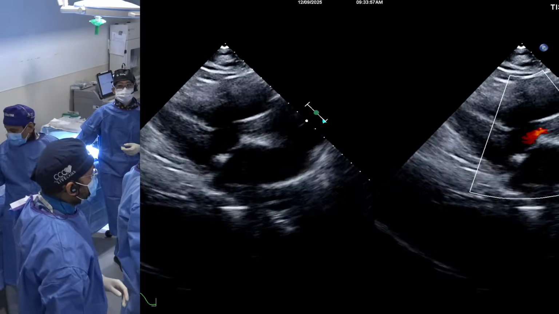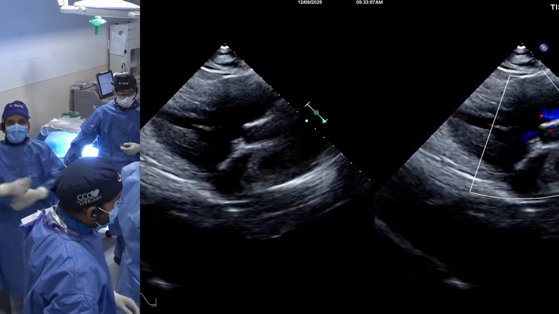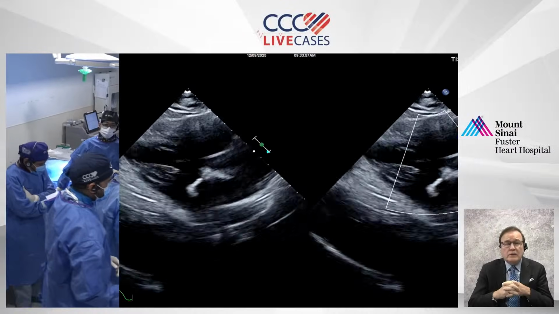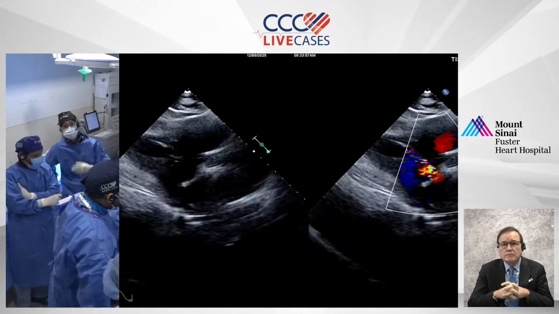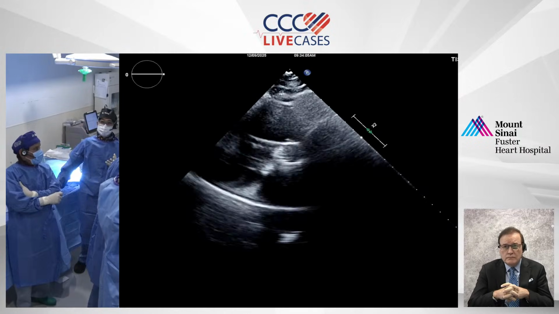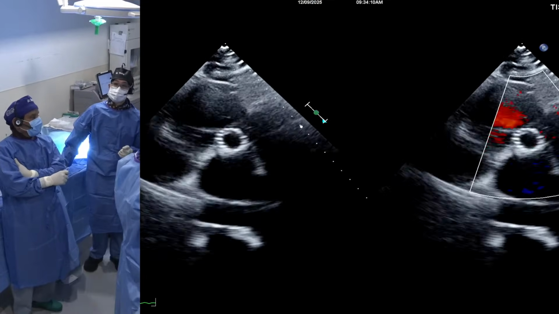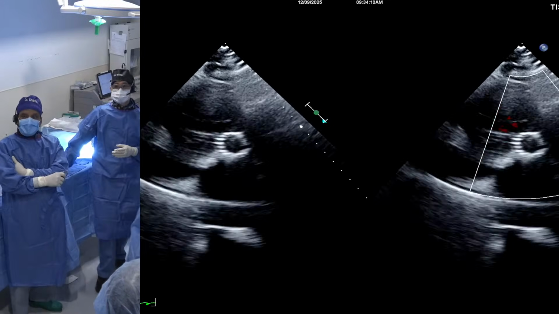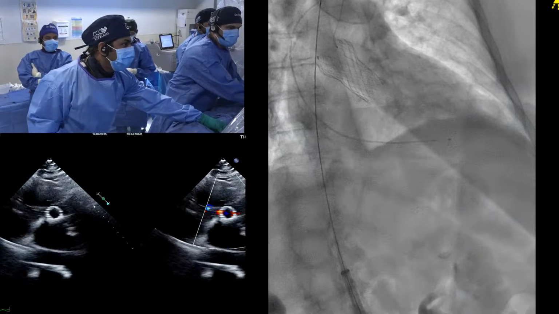Any comments regarding CE mark, or what about in India? Can we do it earlier? Great question. I will talk about CE mark, and Dr. Sharma can talk about India and the MyVal valve. In Europe, the JenaValve is actually approved for pure AR. That's the only platform, and Dr. Sharma can comment on India. It's not available in India yet.